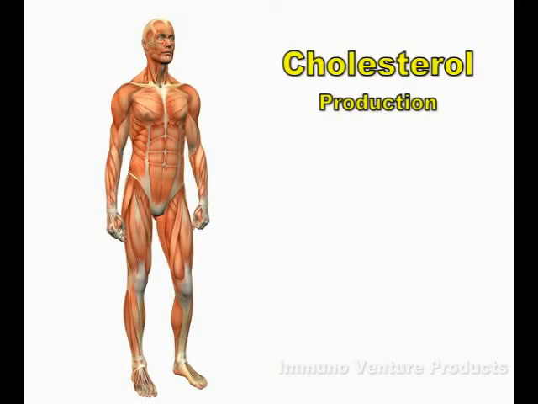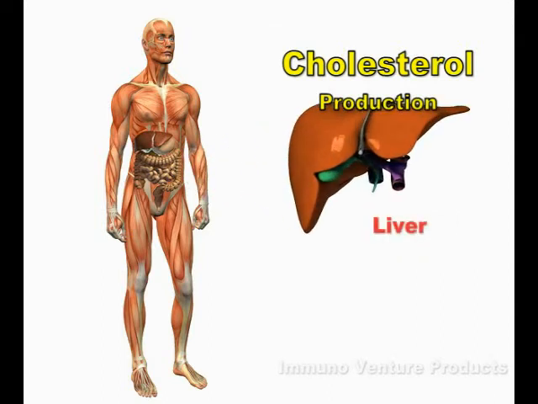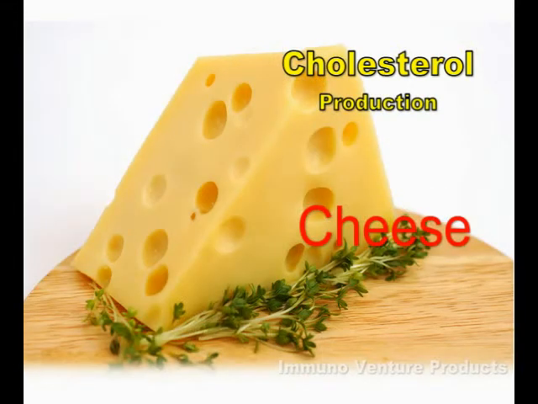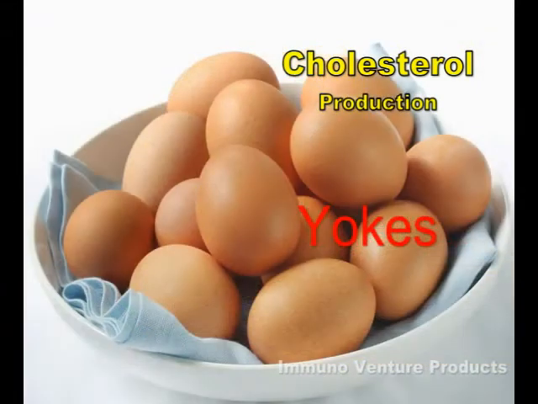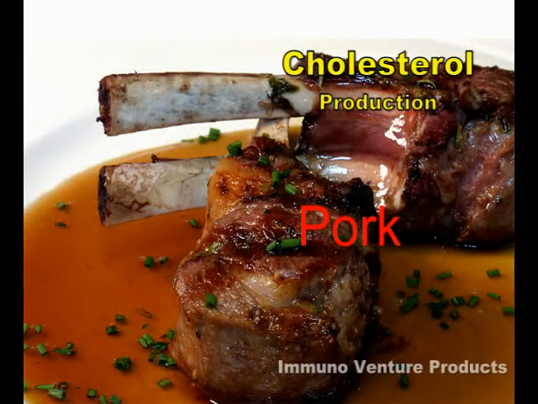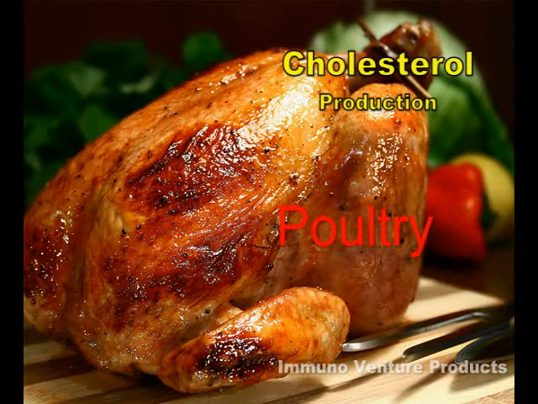The production of cholesterol in the body takes place primarily in the liver. This is a picture of the liver. Cholesterol production also occurs in muscle cells. Cholesterol is also obtained from the diet. Foods such as cheese, egg yolks, beef, pork, poultry. All these foods contain high levels of cholesterol.